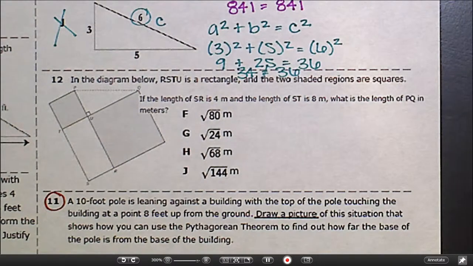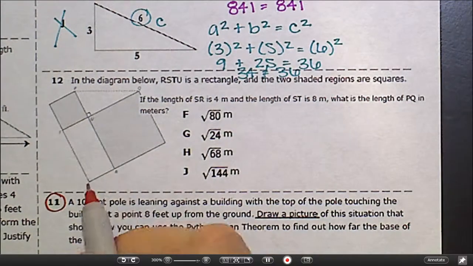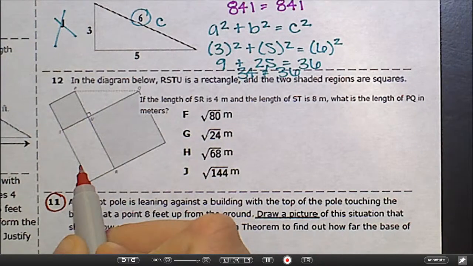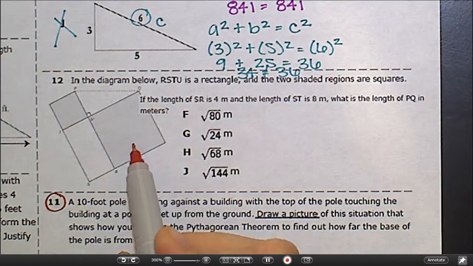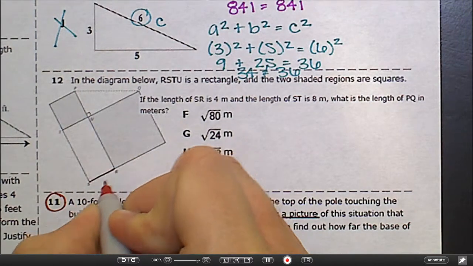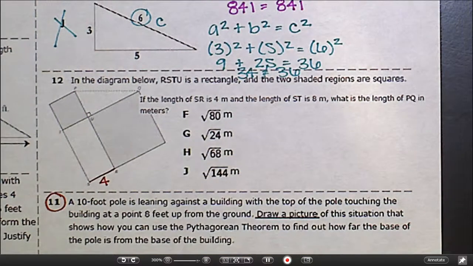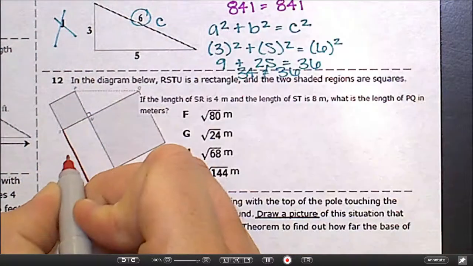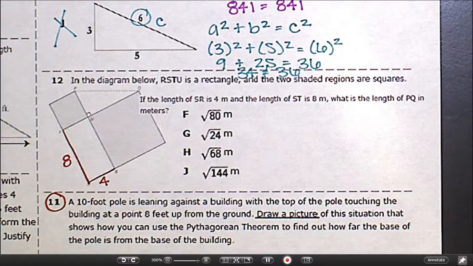So it says in the diagram below, RSTU is a rectangle. Okay, that's RSTU, so this right here is a rectangle. And the two shaded regions are squares. So this is a square and this is a square. If the length of SR is 4, let's plug that in. SR is 4. And the length of ST is 8 meters. ST is 8 meters. What is the length of PQ in meters? PQ. Let's look.